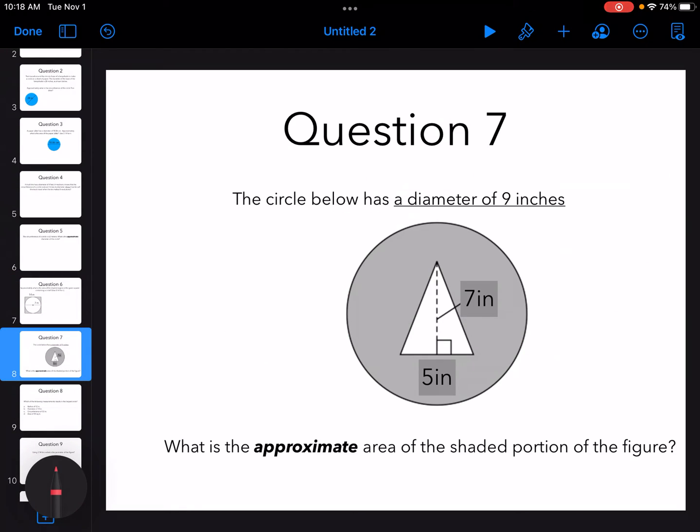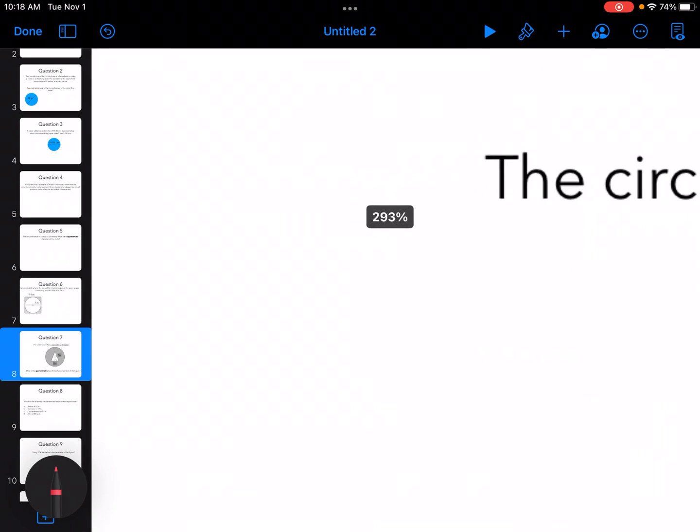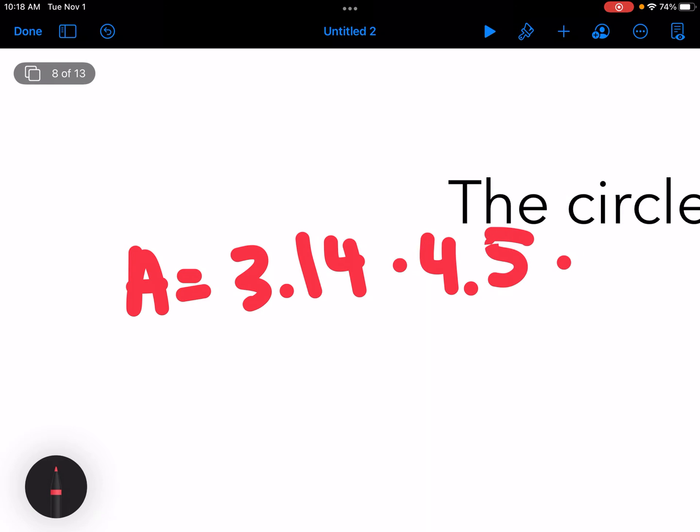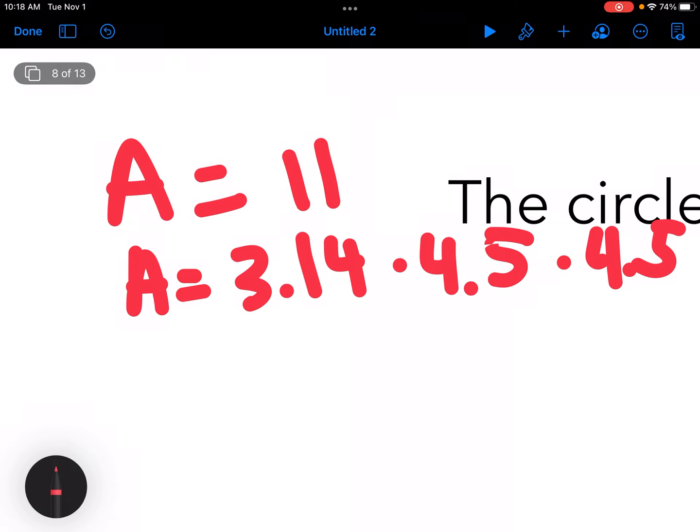All right, a circle below has a diameter of 9 inches. What is the approximate area of the shaded portion of the figure? Well, if I know that the diameter, which is going to go all the way across, is 9, then the radius is going to be 4.5. So area equals 3.14 times 4.5 times 4.5. And I know that because I did area equals pi times radius times radius.